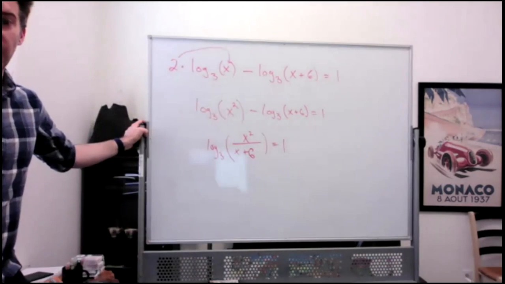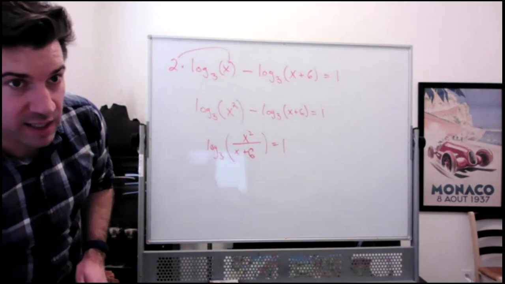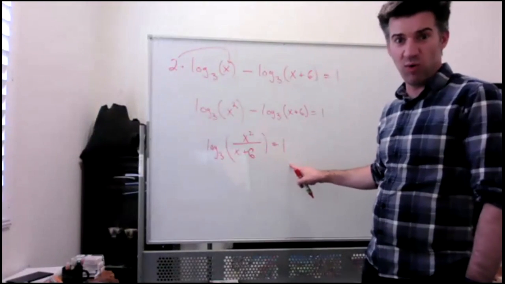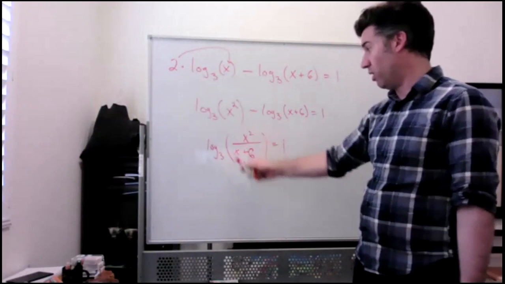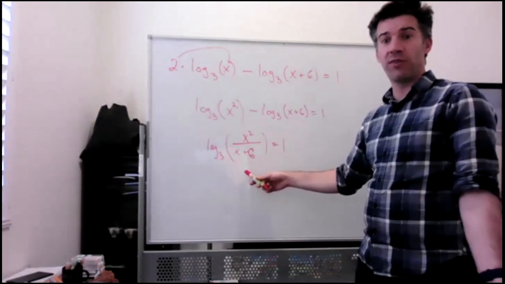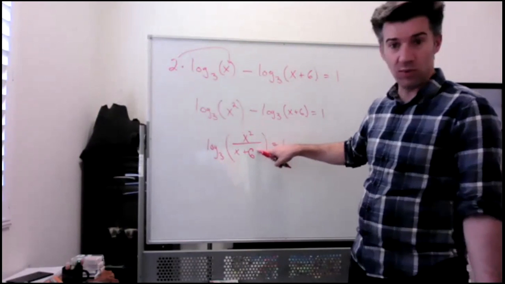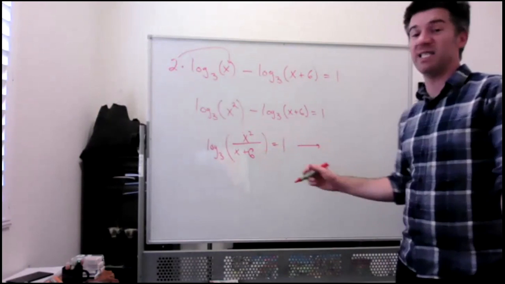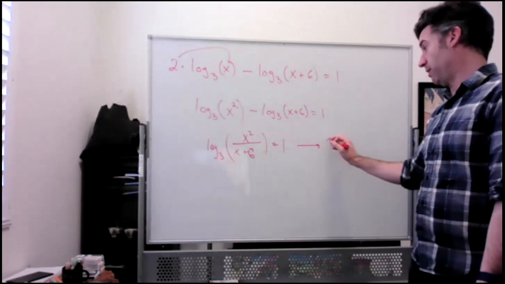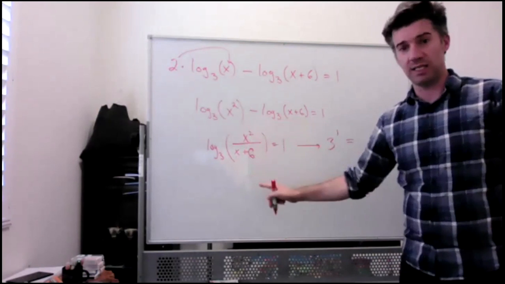All right, this next step is the step I often see people forget. I have definitely seen many, many people in the past say x squared over x plus 6 equals 1, which is not true, right? We don't want this to equal 1. We want this to equal 3 because 3 to the 1 equals 3. So really what I'm saying is I should rewrite this as an exponential equation. My base is 3, my power is 1, and it's equal to the inside stuff.